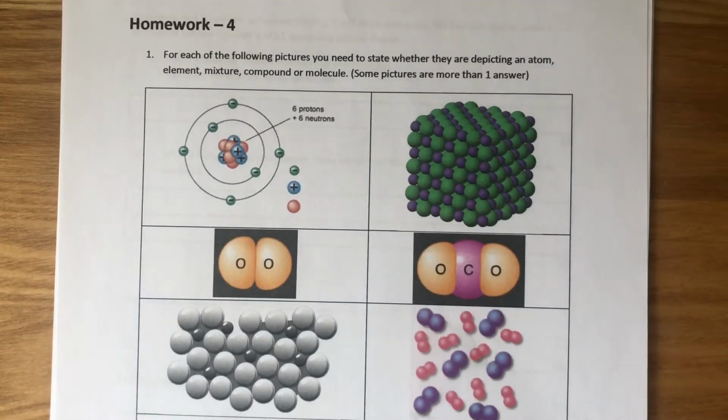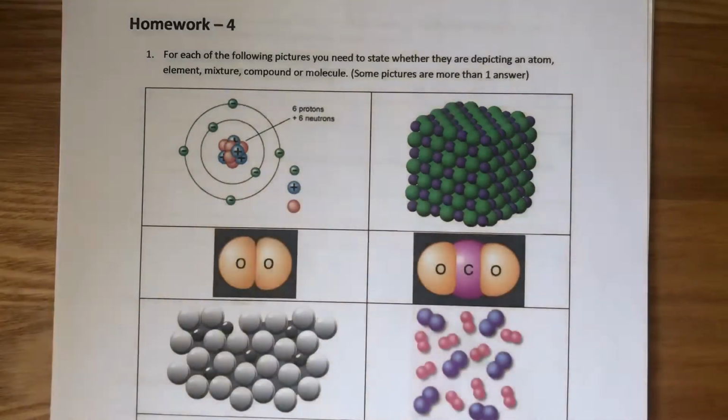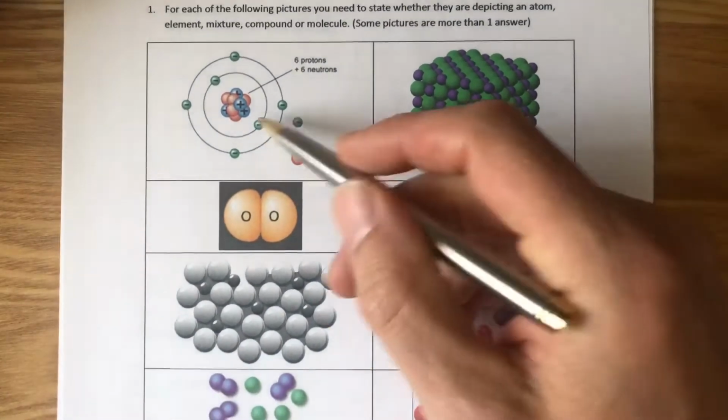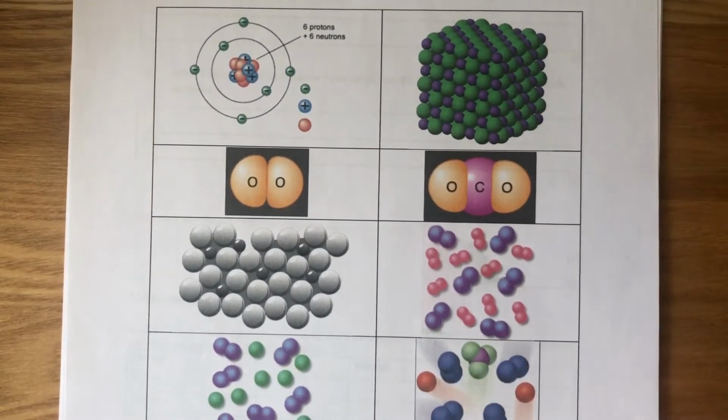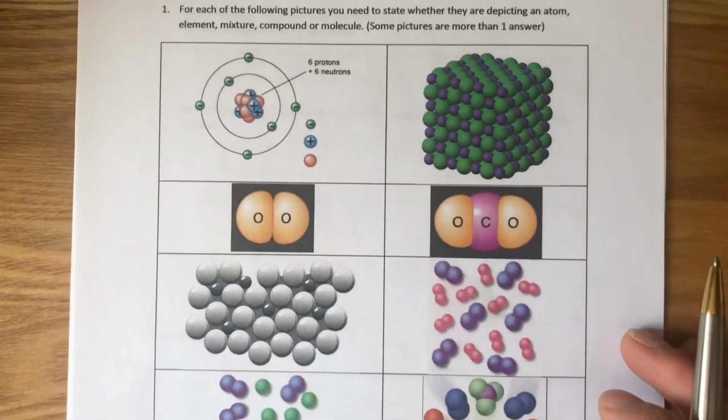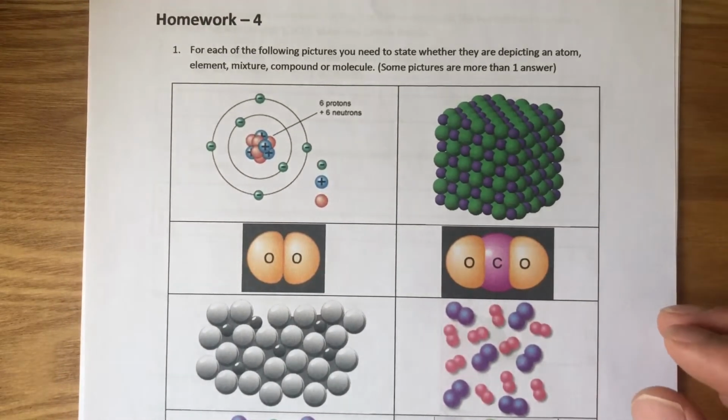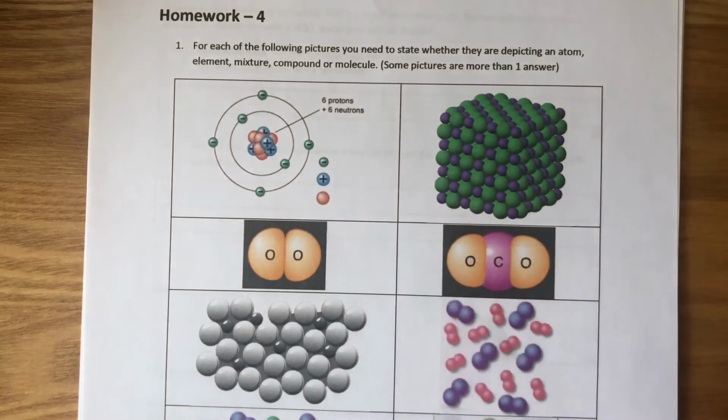Homework 4 here builds on homework 3. If you remember in homework 3 we looked at the definitions for atoms, elements, mixtures and compounds. And here in homework 4 we've got lots of different diagrams of different substances, some of which are atoms, elements, mixtures and compounds, and you of course have to identify them. It's maybe not quite as simple as that, but we'll go through it. I'm not going to tell you each and every one of them. You're going to have to figure some of them out for yourself, but I'll certainly help you with some.